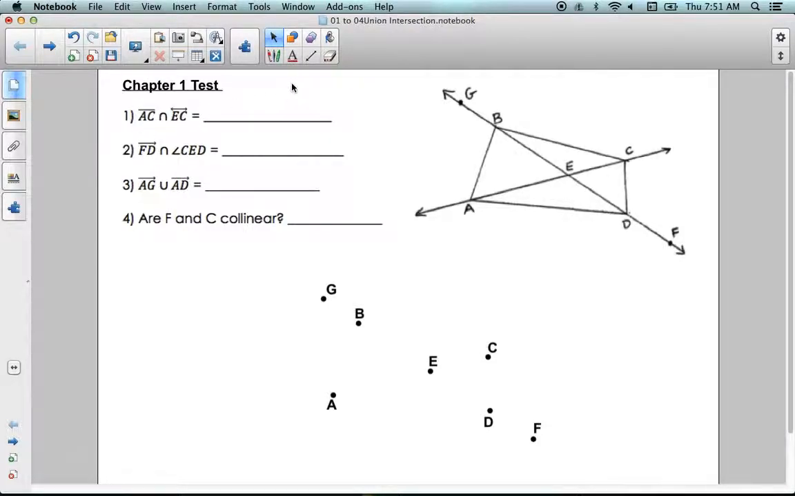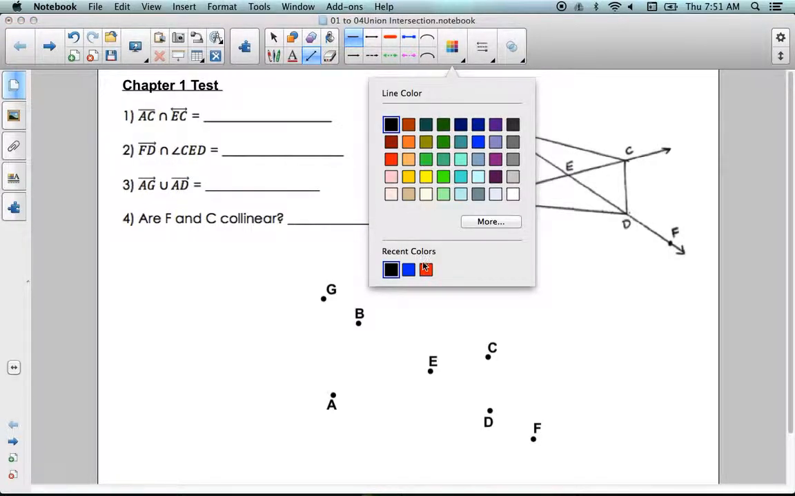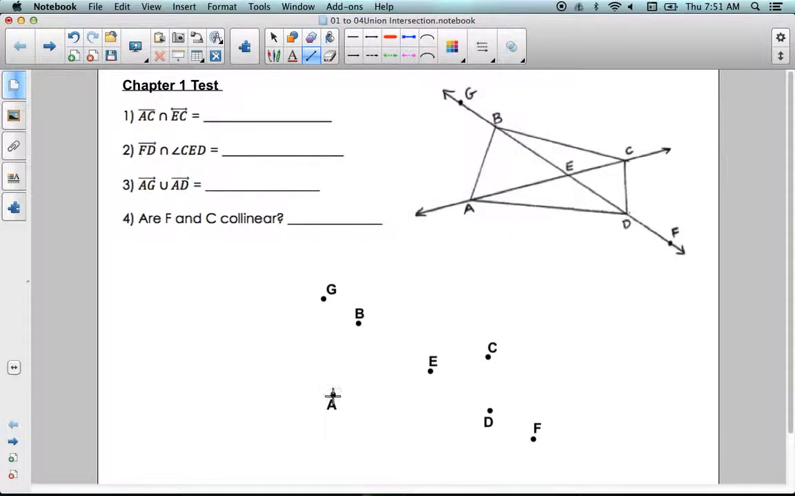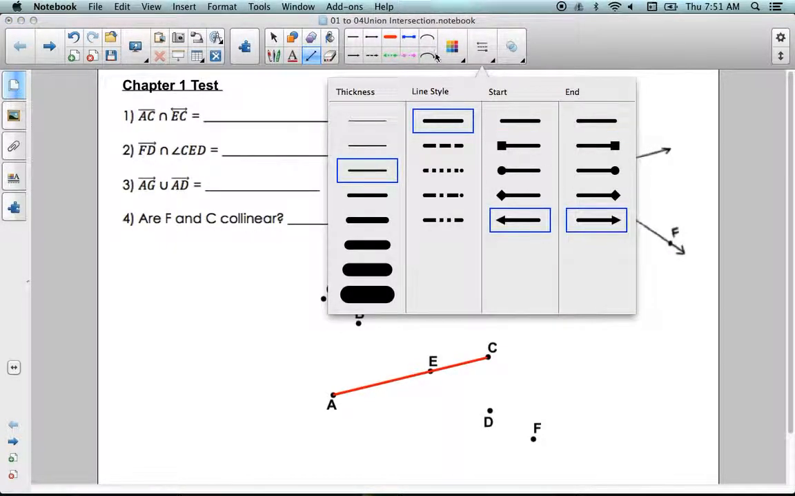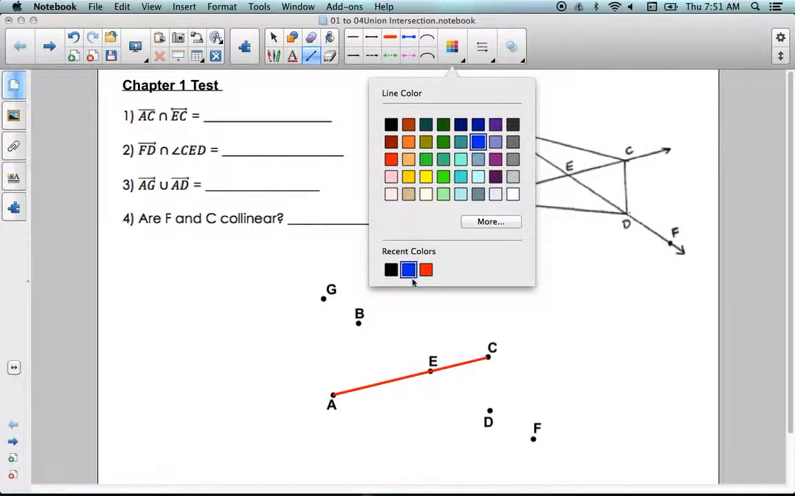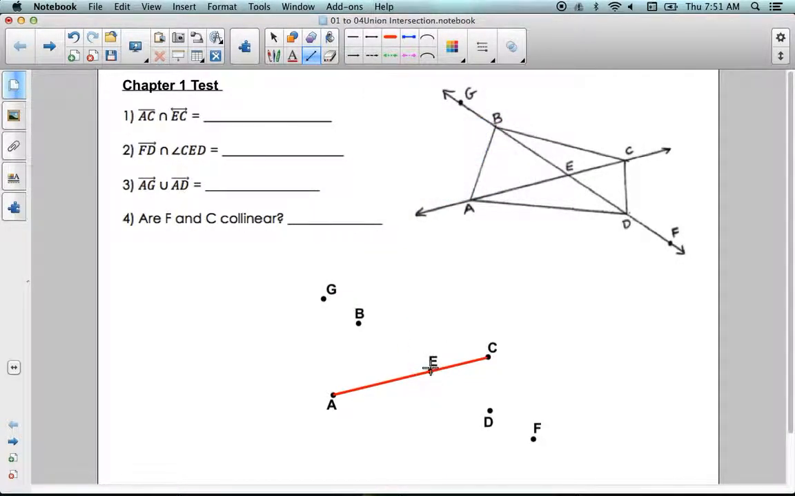So AC is a segment that starts at A and ends at C. So I'm going to draw that in. AC. Okay, there it is. And we want to find the intersection with the line EC. So the line EC connects E and C, and the fact that it's a line means that it's going to continue on forever in both directions. So I'll first put it on here and then I'll extend it.